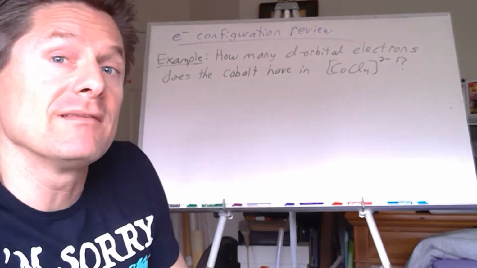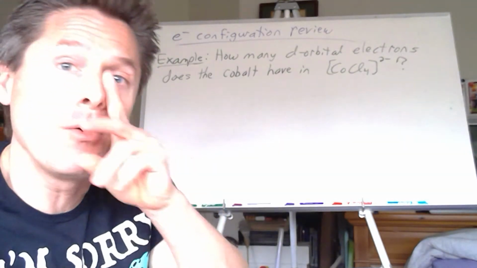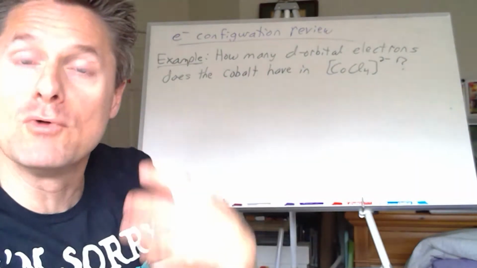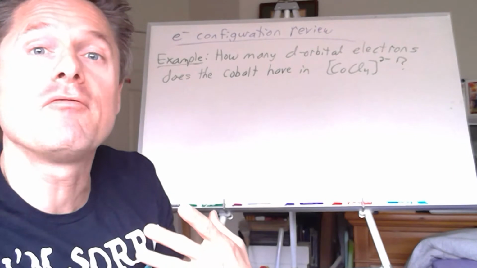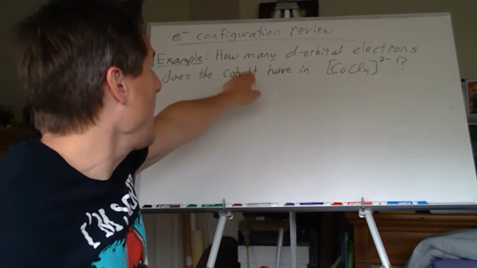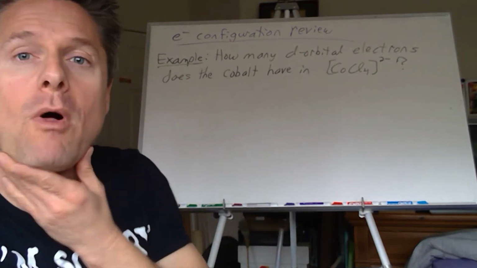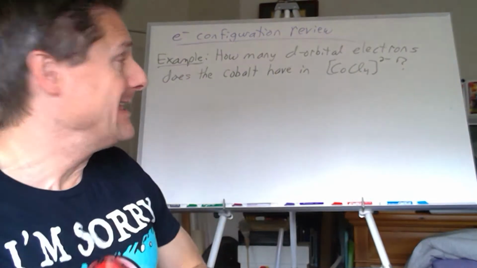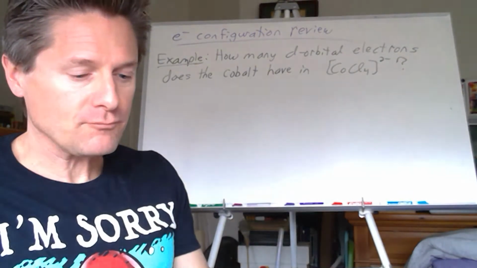If it's a +1, it means it lost 1 electron. We've got to figure out where those electrons were removed, what orbitals they were removed from, so we can figure out how many d orbital electrons are left over. All right, so how many d orbital electrons does that cobalt have in that particular complex ion?